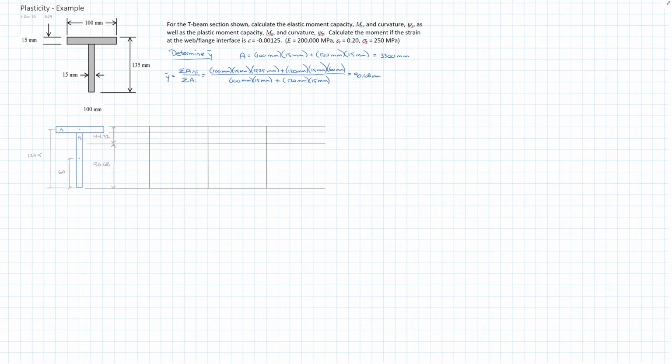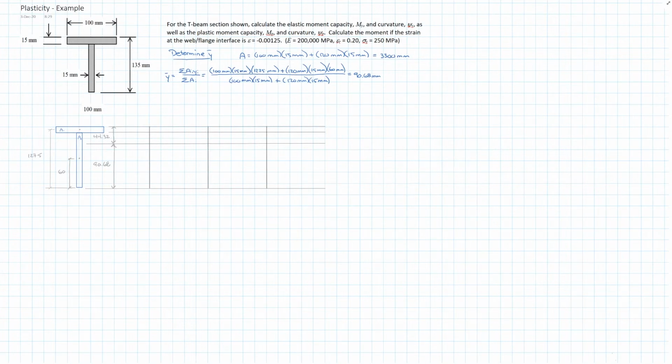I've got it laid out. I'm going to largely look at area one being the area of the flange and area 2 being the area of the web. I've identified the distance of the centroidal axis, or the neutral axis for the elastic case, as 90.68 millimeters, and that leaves 44.32 millimeters between the elastic neutral axis and the top of the flange. So in tackling this problem, the first thing I want to do is to draw the conditions of the strain and stresses at the point where we reach the elastic capacity of the section.